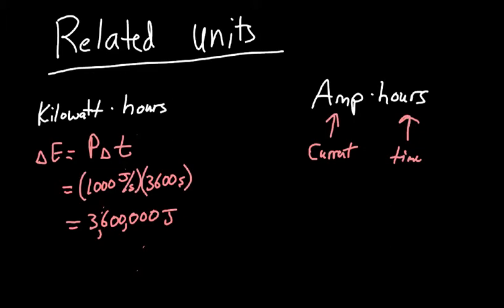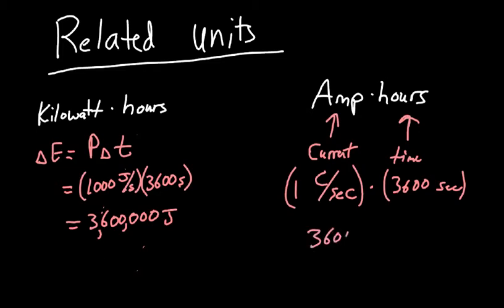Current is the rate at which charge flows through a certain point. And so we could think of the units on this. An amp, remember, is the same as a coulomb per second. So this is 1 coulomb per second, times 1 hour, which is 3,600 seconds. So this is just the same as 3,600 coulombs.